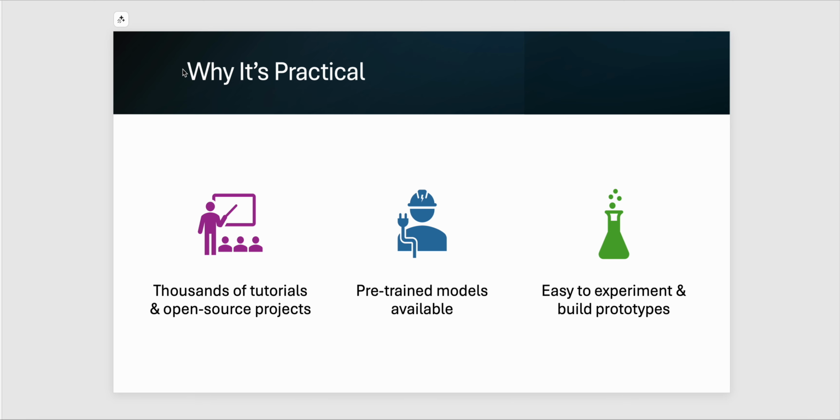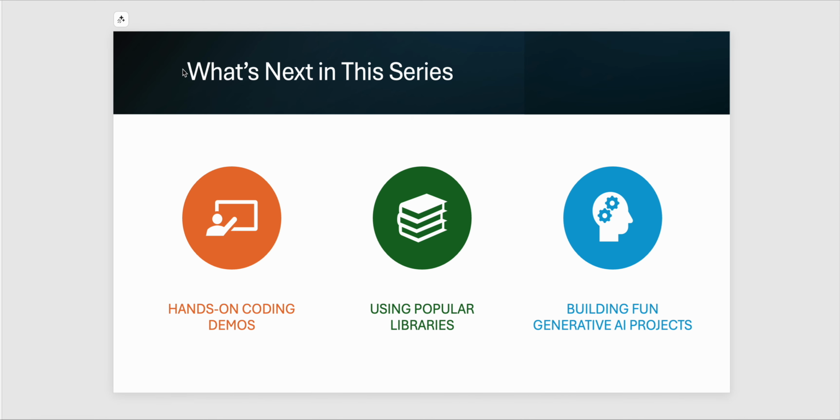Another big reason Python is perfect for generative AI is the community. There are thousands of tutorials, open source projects, and pre-trained models ready for you to use. That means you don't need to reinvent the wheel. You can start experimenting right away. So that's why Python is the number one choice for generative AI. In this series, we will dive into practical coding examples, show you how to use the most popular libraries, and even build some cool projects together.